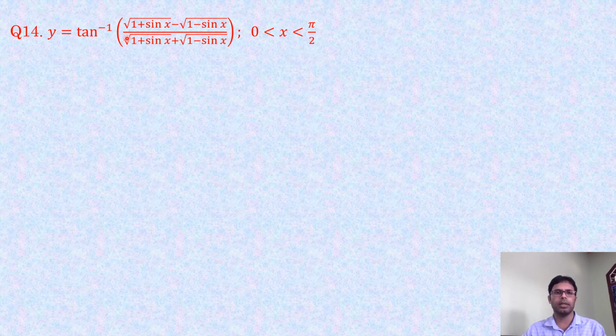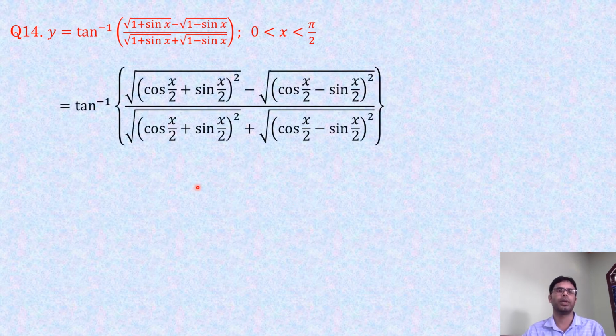So here as in the previous case, 1 plus sin x, this is actually cos x by 2 plus sin x by 2 whole square, like that, and 1 minus sin x, this is cos x by 2 minus sin x by 2 whole square, and similarly here also and here also. You write tan inverse is there into root over of, this is cos x by 2 plus sin x by 2 whole square minus this one, and for this it is the same, and for this it is the same.